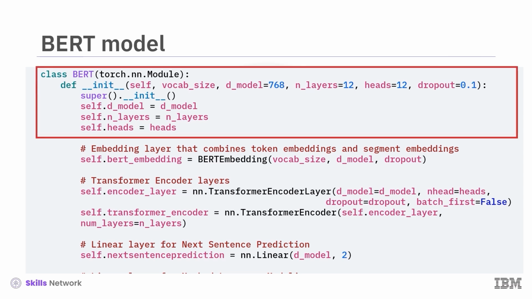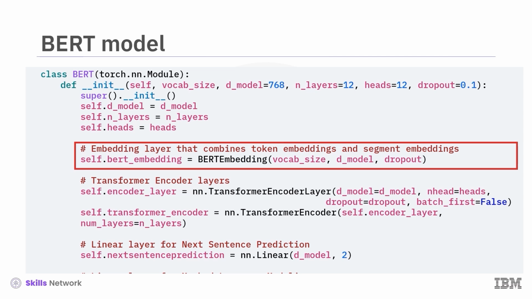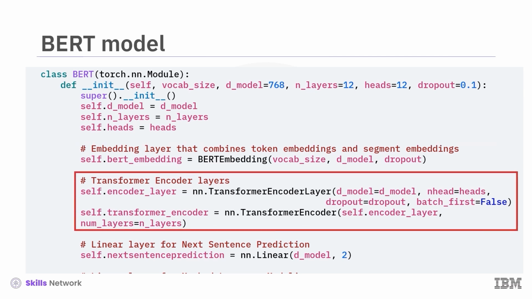The init method initializes the BERT model by specifying the vocabulary size, model dimension, d_model, number of layers, n_layers, number of attention heads, heads, and dropout rate, dropout. The BERT model includes an embedding layer that combines token embeddings and segment embeddings. This is achieved with the BERT embedding class defined earlier. You can use transformer encoder layers to encode the input embeddings. The number of transformer layers in the specified configurations are determined by the n_layers, heads, dropout, and d_model parameters.